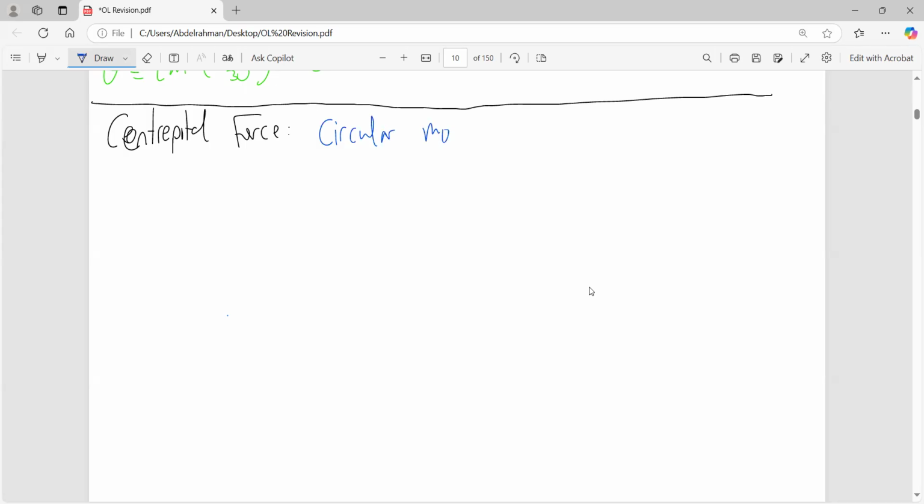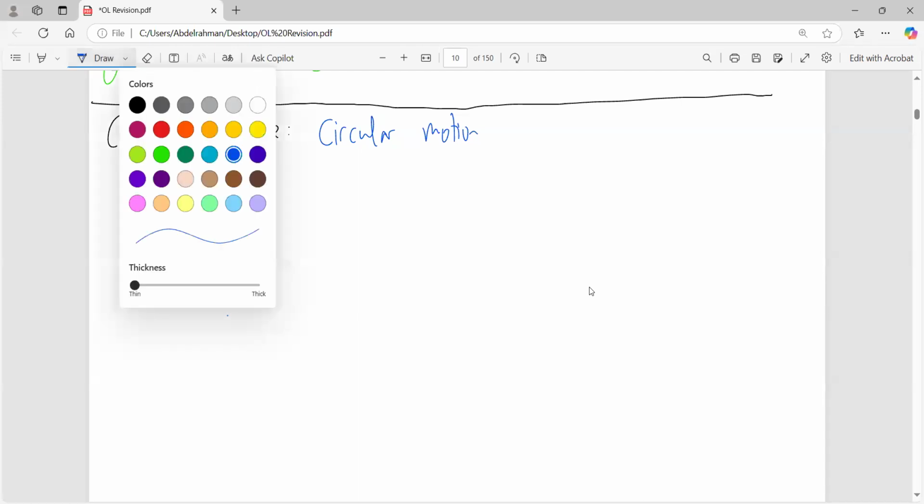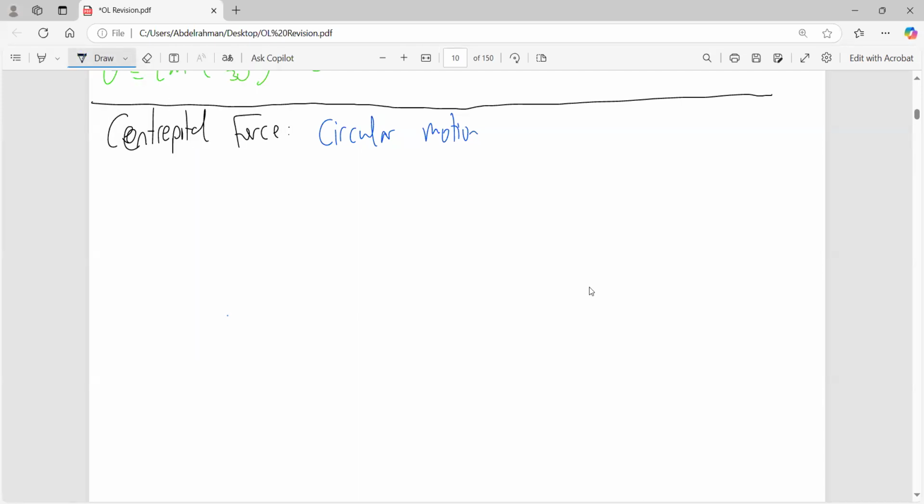Whenever you have an object moving in a circular motion, the centripetal force or the centripetal acceleration would always be directed towards the center. Right? Towards the center. I have the object moving in a circle. Let's assume that this is a perfect circle. Of course it's not definitely, and this is the center of the circle.